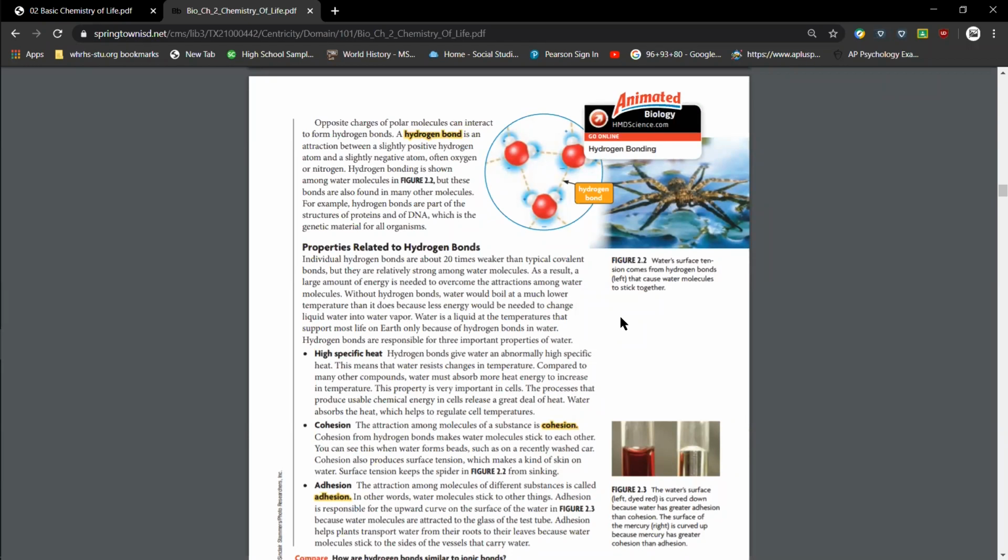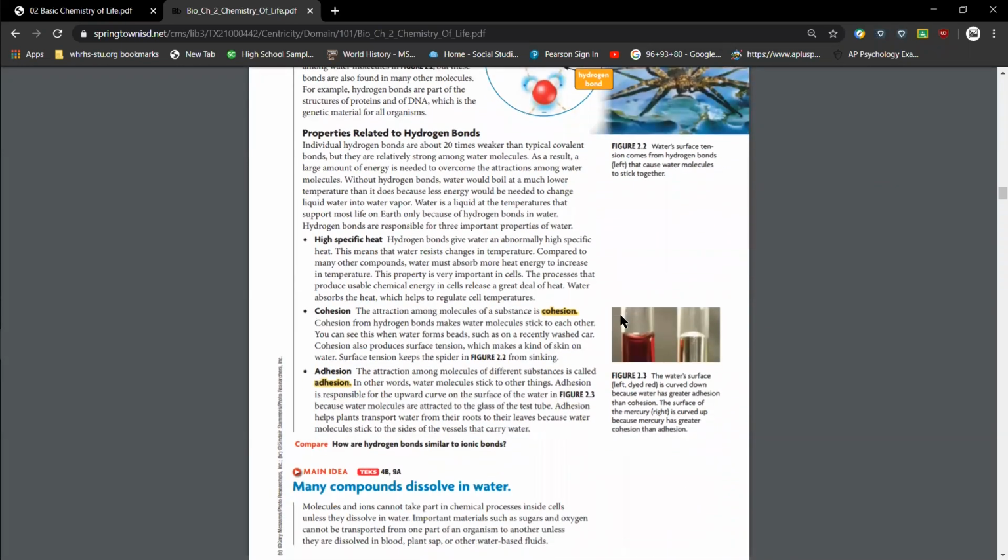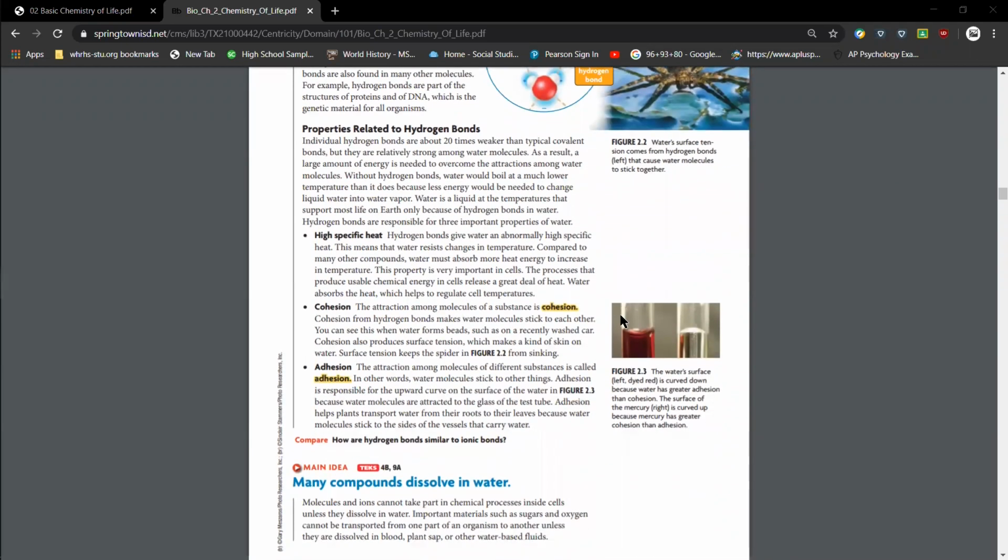If you think about how water boils, these hydrogen bonds have to break. When the hydrogen bonds break, the water molecules gain energy from the heat. When they gain energy, they can move around and bump into each other. Sometimes they even become a gas and float off. So because water has hydrogen bonds, it has a very high specific heat, or it's very resistant to changes in temperature.